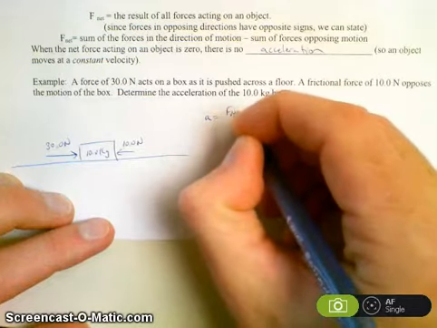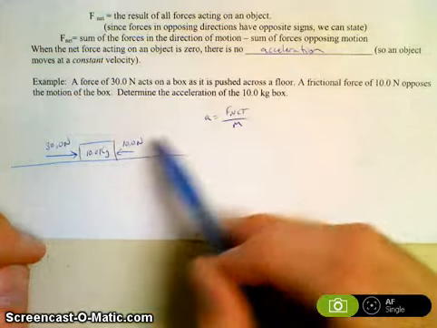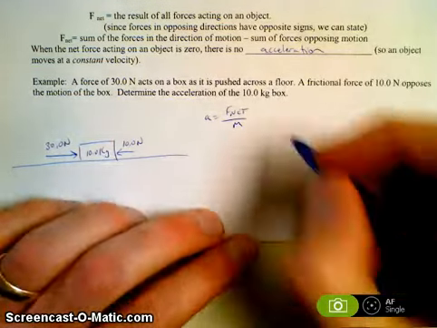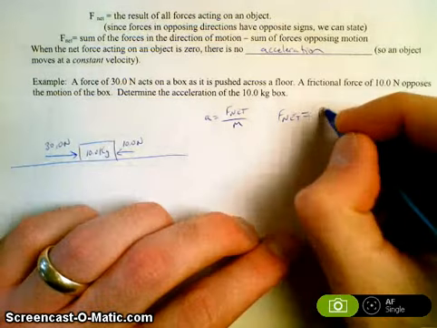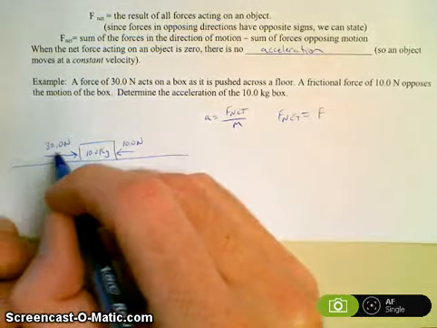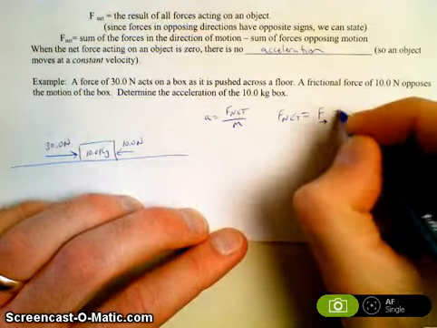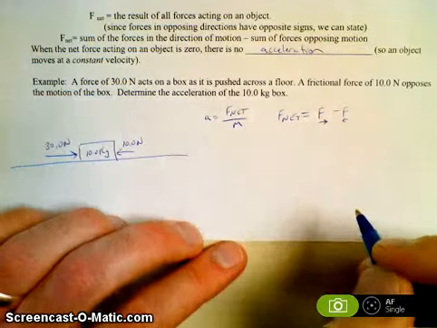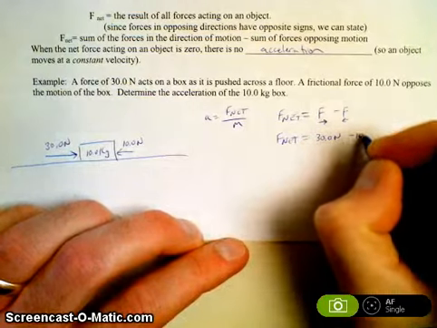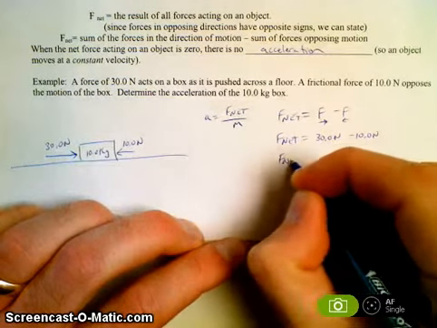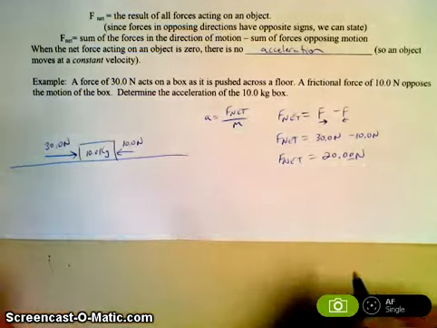Acceleration is net force over the mass. Well, we know the mass. Do we know the net force yet? No, we don't. So we're going to have to determine that. So we're going to do a separate equation. The net force equals the forces in the direction of motion, which, again, if we're assuming that it's going this direction, so it's the forces going this way, minus the forces that are opposing motion, which are going this way. So net force would be 30.0 newtons minus 10.0 newtons. I get 20 newtons there.